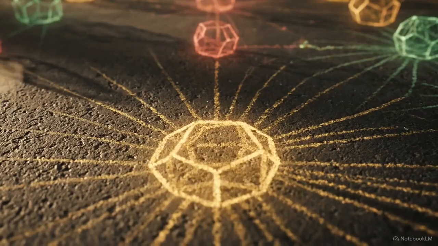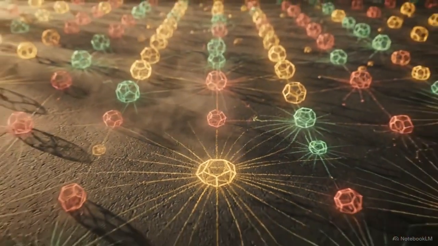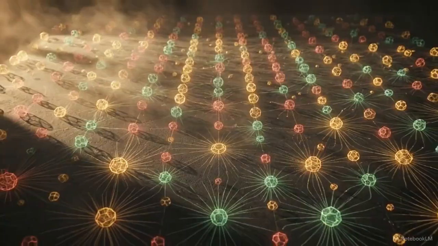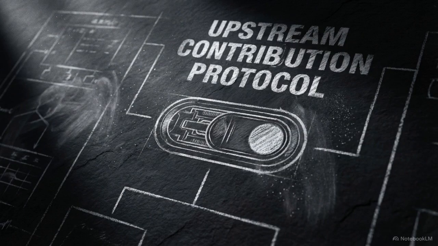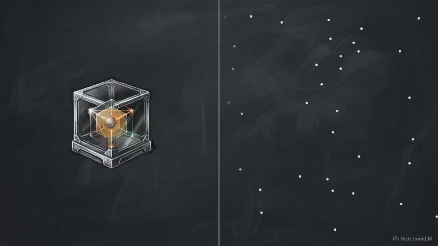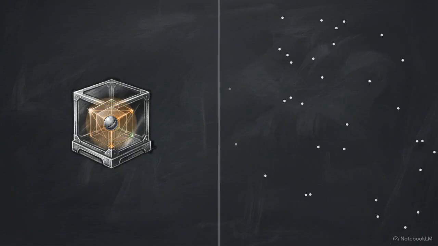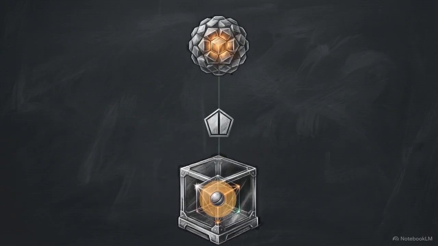Each isolated terrarium is actually part of a global ecosystem. Thousands of specialized seed instances operate in parallel, each learning from its own local environment. These instances are linked through the upstream contribution protocol. This protocol allows individual businesses to opt into a collective network where they trade local discoveries for global updates. When an instance discovers a solution, it uploads the logic to a central hub.